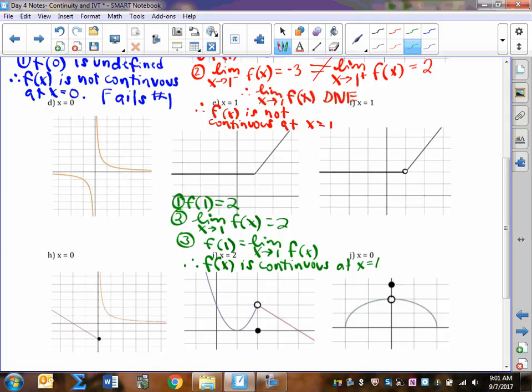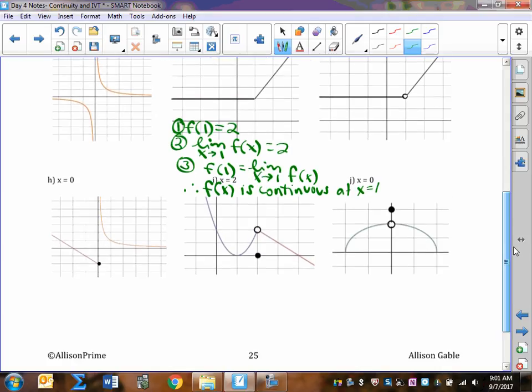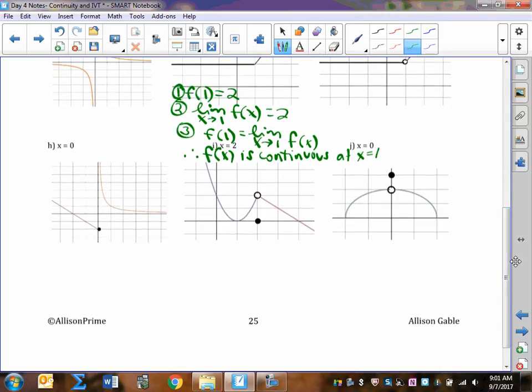Okay, questions on that? So again, I want to see those 3 conditions. Unless it fails, then you can write how it fails and then say it's not continuous. I want you guys to go ahead and try, let's go with I. No, not I. Let's do H. H looks better.